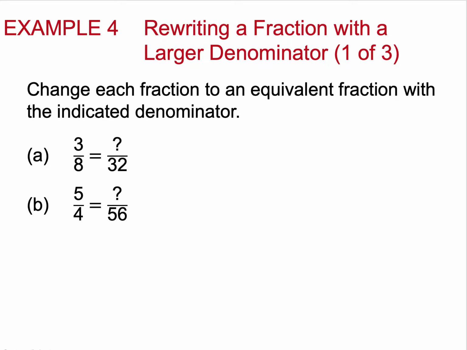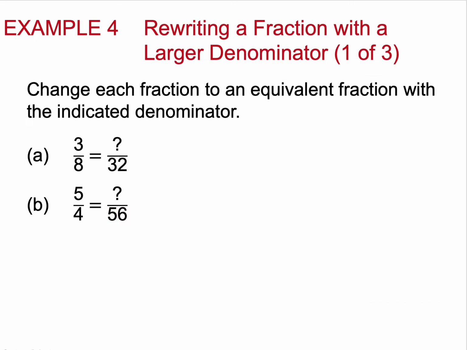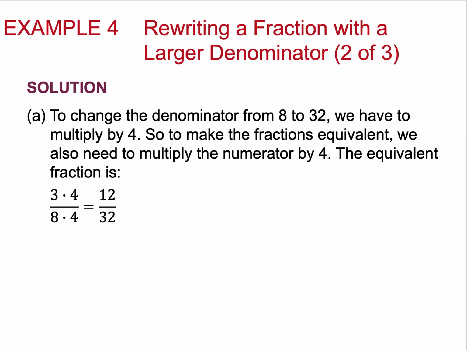Now let's go backwards and write this as a larger fraction. So I can find an equivalent fraction that's going to be larger by thinking of what did I multiply 8 by to get 32? And what did I multiply 4 by to get 56? Because what I do to the top, I have to also do to the bottom.